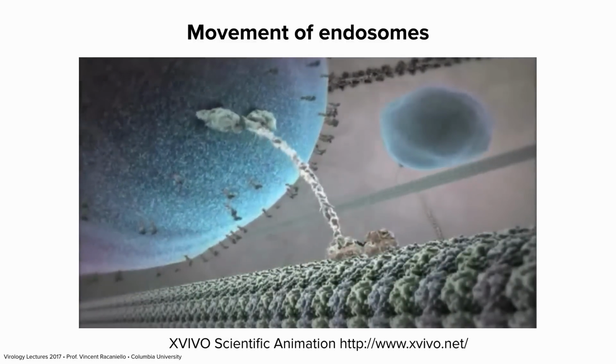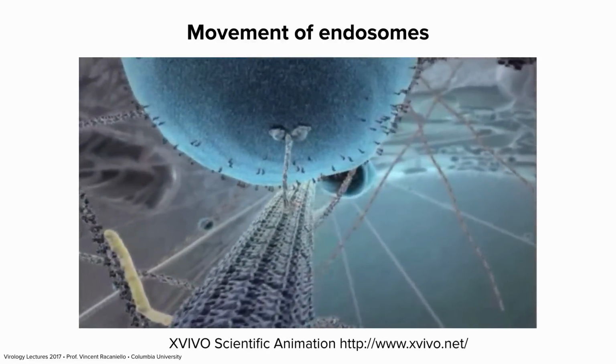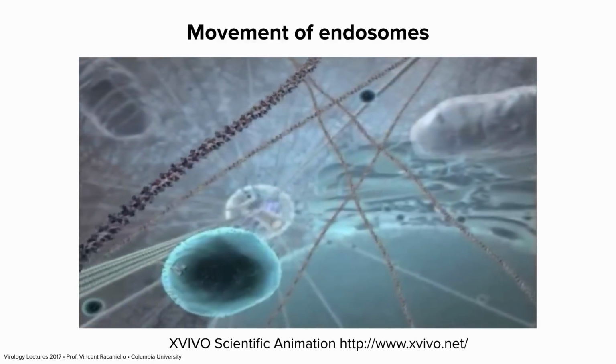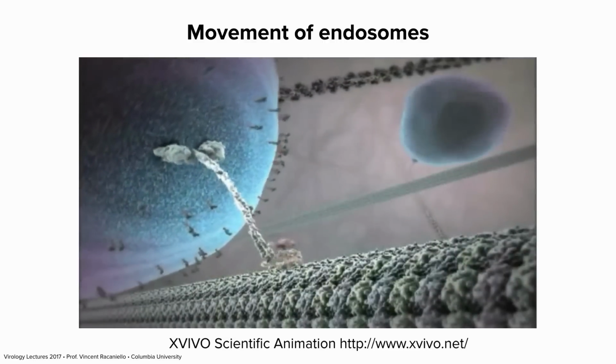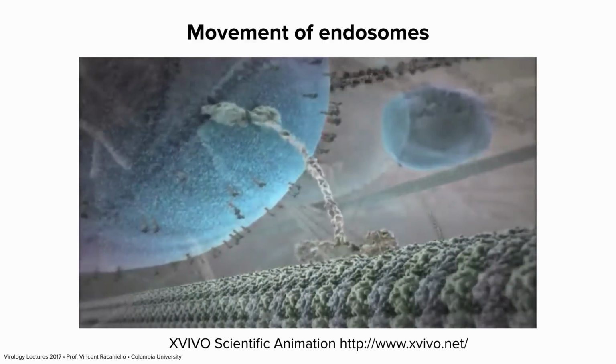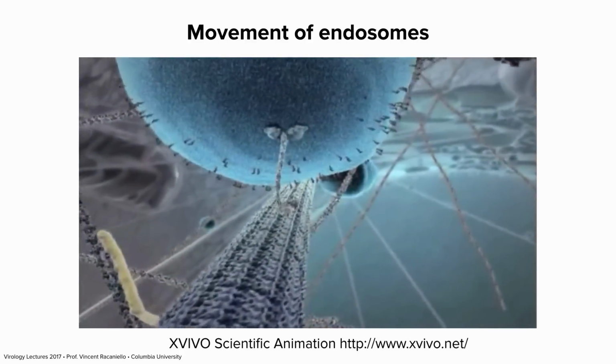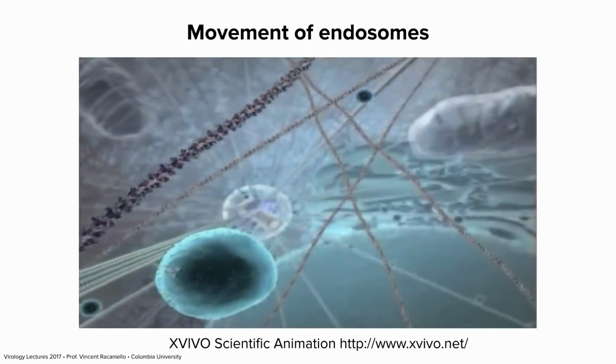So whether it be an endosome or a virus particle, these motor proteins are moving components around in the crowded cytoplasm. This, of course, is an energy-dependent reaction. You need to hydrolyze ATP or similar molecules in order for that to occur. This is produced by ex vivo scientific animation.